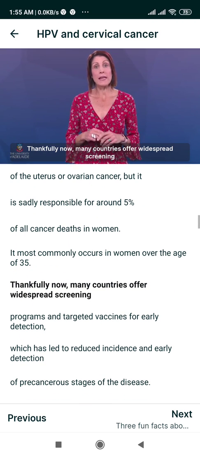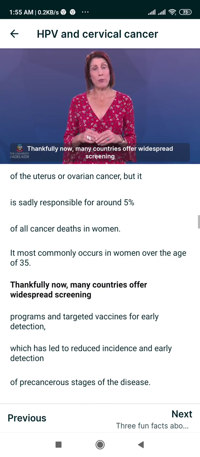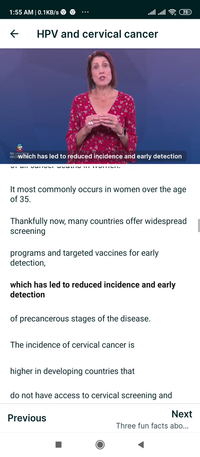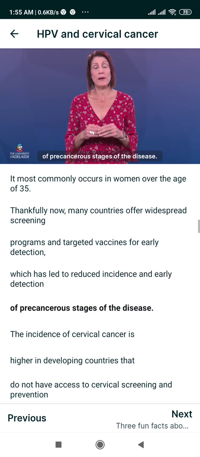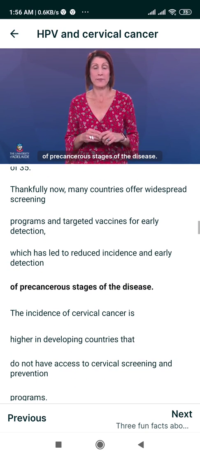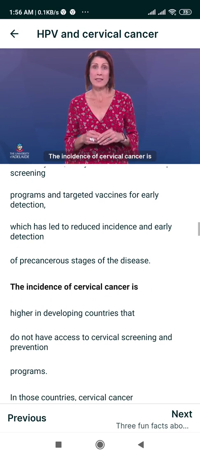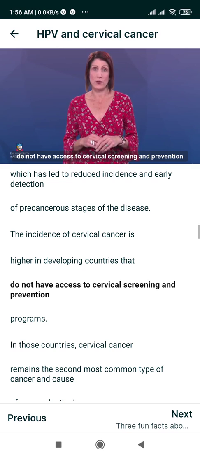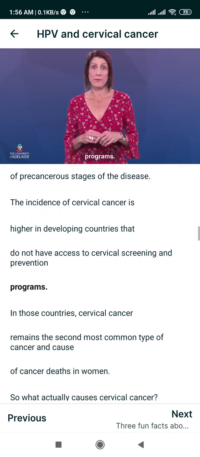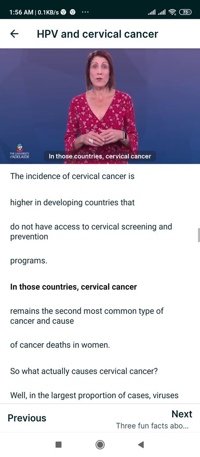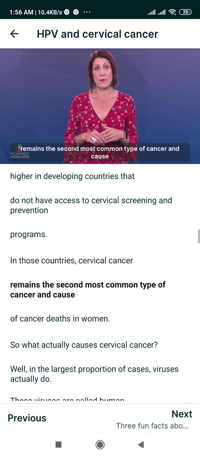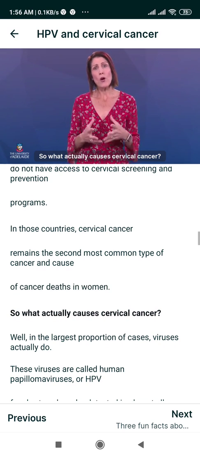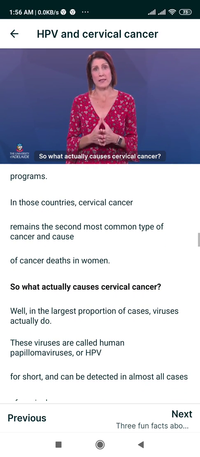Thankfully now, many countries offer widespread screening programs and targeted vaccines for early detection, which has led to reduced incidence and early detection of precancerous stages of the disease. The incidence of cervical cancer is higher in developing countries that do not have access to cervical screening and prevention programs. In those countries, cervical cancer remains the second most common type of cancer and cause of cancer deaths in women. So what actually causes cervical cancer?